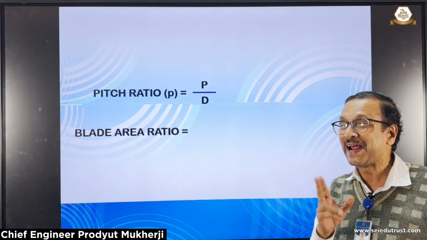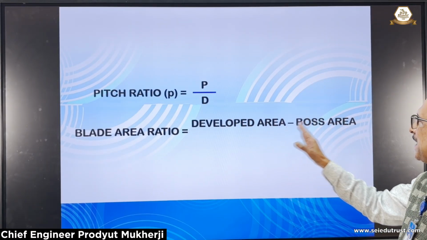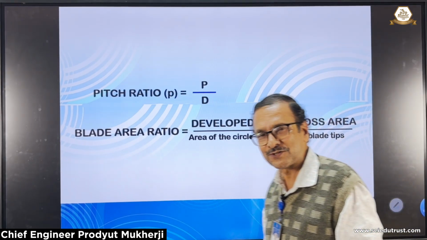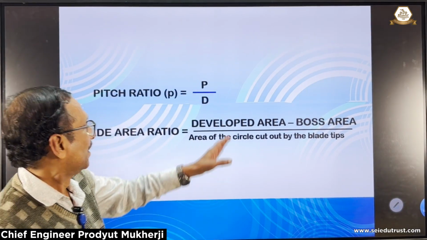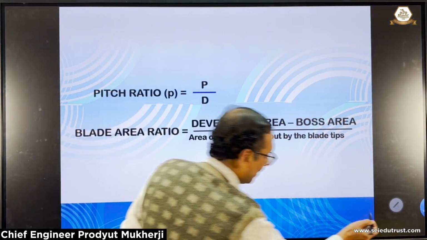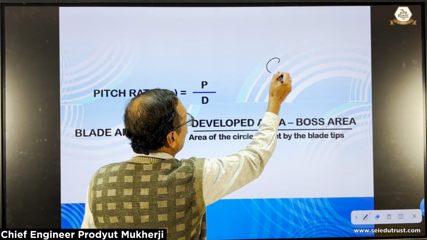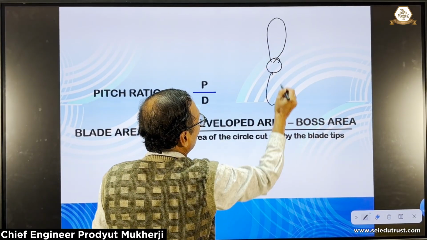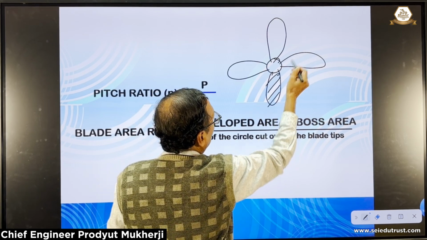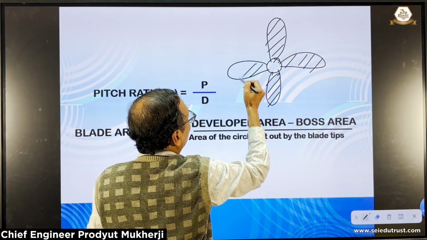Next we come to blade area ratio, which is actually the developed area minus boss area divided by the area of the circle cut out by the propeller. Let me explain what's a developed area. Let me draw a propeller again. Let us say this is a propeller along with its blades. So I am just shading the blade areas.